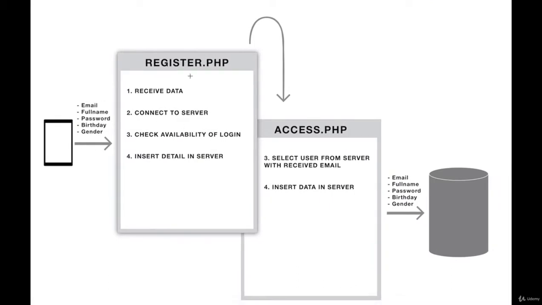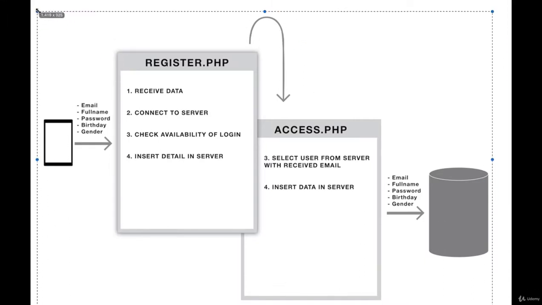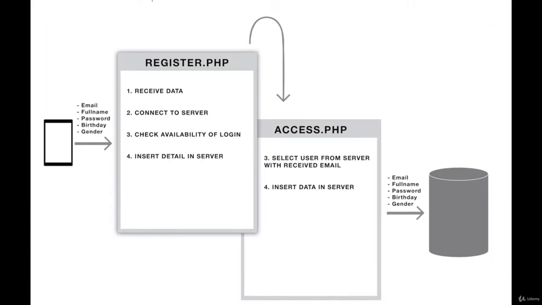So as you remember, this part we successfully finished. So we now need to integrate the function which allows us to send this information from the application to that file, and register PHP will communicate with the access PHP, and it will save the information in the server. So this is what we are willing and planning to do now.